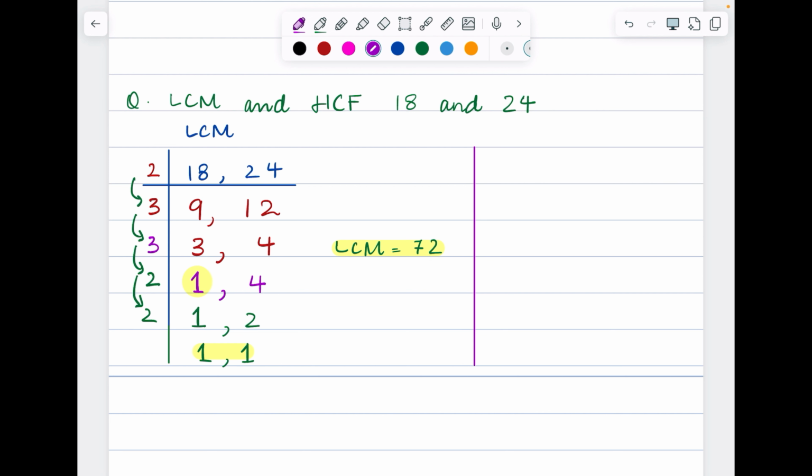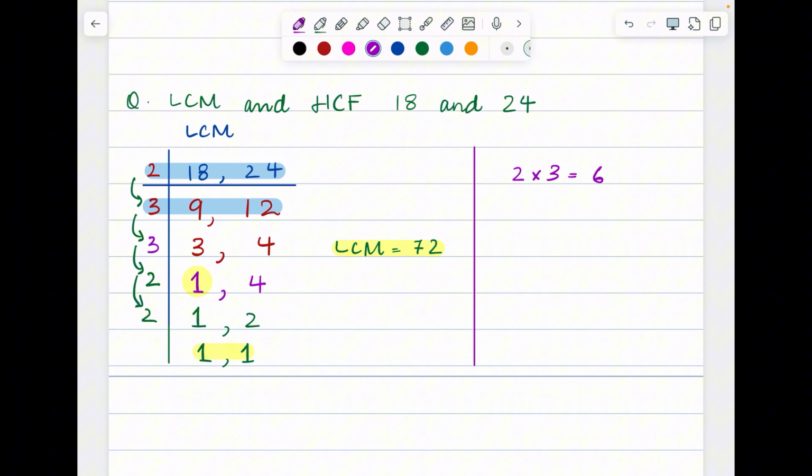Next up, for HCF, let's suppose, this doesn't happen in the CIE, they never give you LCM and HCF of the same numbers, but let's suppose you're lucky and they ask you to find the LCM and HCF of the same numbers. You can also deduce the HCF from this same table. All you need to check is till which point you have been dividing by the same numbers. The first one, we divided 18 and 24 by 2, both of them were divisible. Then 3, once again 9 and 12 both were divisible. So up to here, till 2 and 3, both the numbers were divisible by the same number. So 2 times 3 will give us 6, and 6 is the HCF.